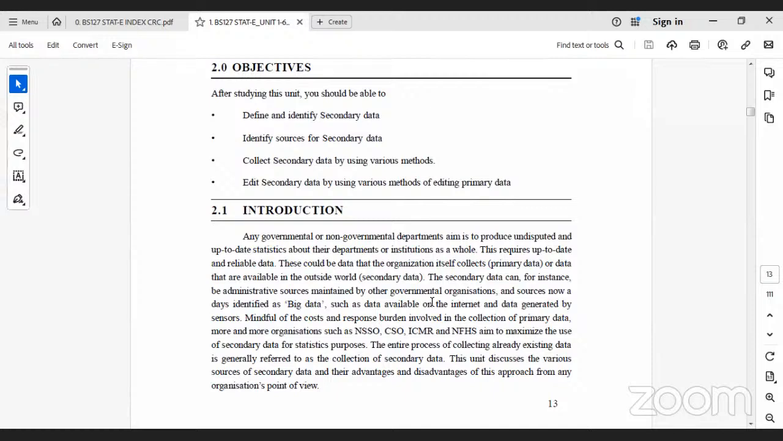The data we collect for the first time is primary data; if it has already been collected, we call it secondary data. The secondary data can be, for instance, administrative sources maintained by governmental organizations and sources now identified as big data, such as data available on the internet and data generated by sensors.